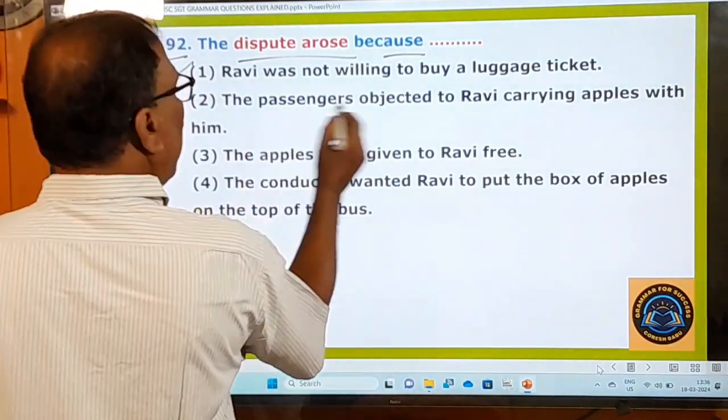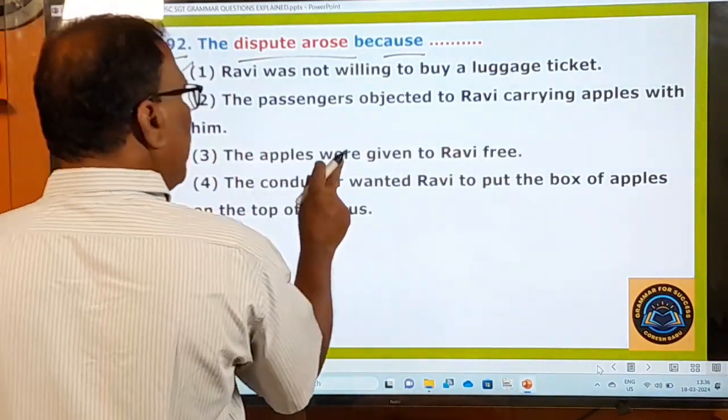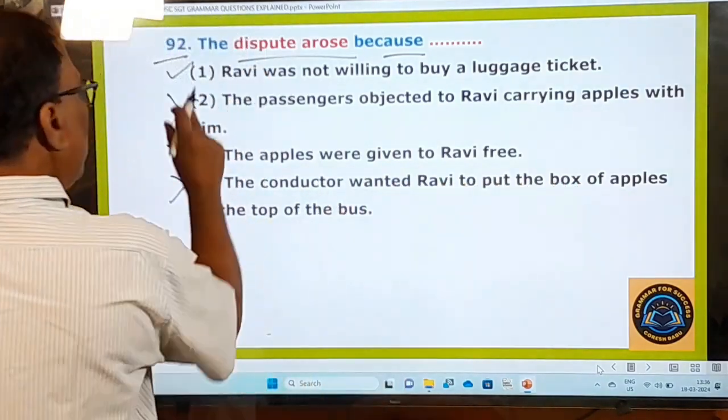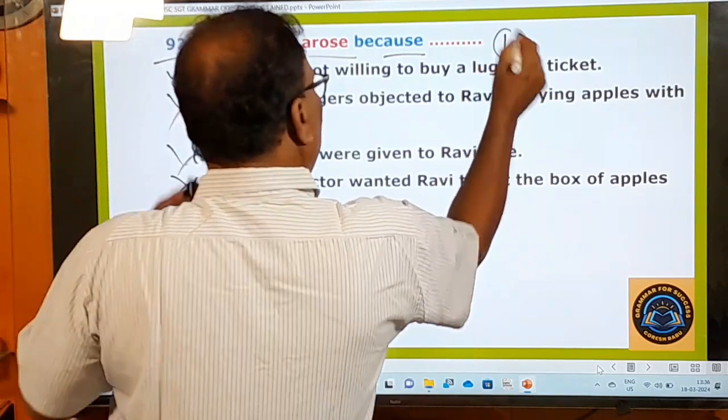The passengers objected to Ravi. No. The apples were given to Ravi free. The conductor wanted Ravi to put the box of apples. No. So the second, third and fourth are wrong. Only the first one is the right one.